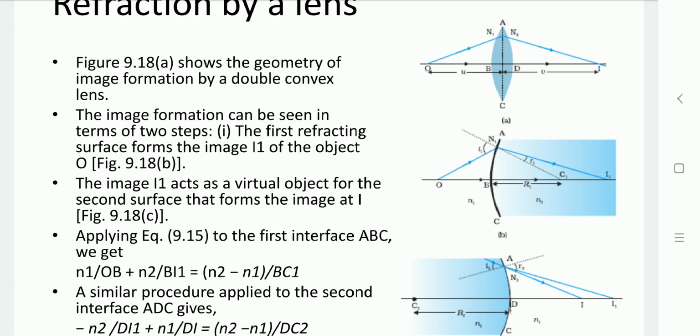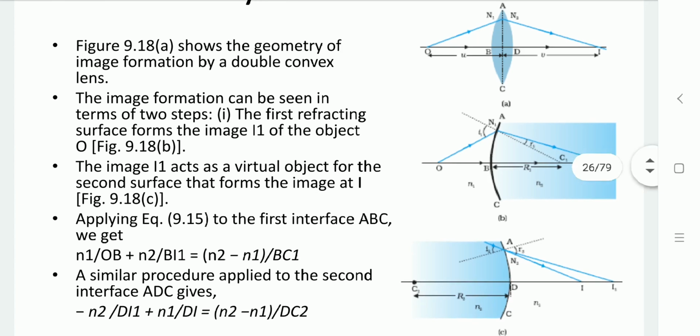For the second spherical surface ADC, we can write the equation by the sign convention: minus n2 by DI1, where DI1 is v for the second spherical surface, plus n1 by DI, equal to (n2 minus n1) by DC2. That DC2 gives the radius, the distance between the center of the spherical surface and the spherical surface, that is radius R2. So here we have two equations.